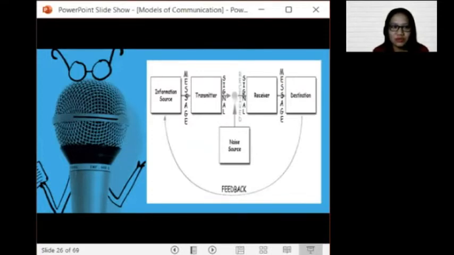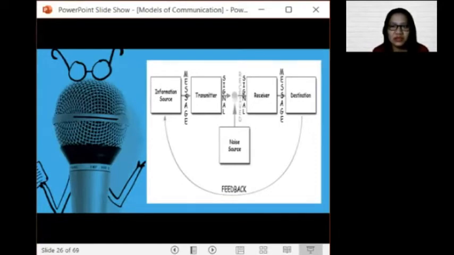The first one is the information source, which talks about the sender, and the transmitter, which talks about the encoder, and then of course the receiver or the recipient, and the destination or where the message must reach. And of course, the presence of noise or disturbances. It could be an environment, it could be people, and many more.